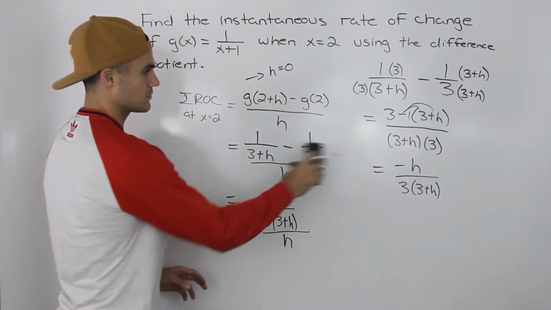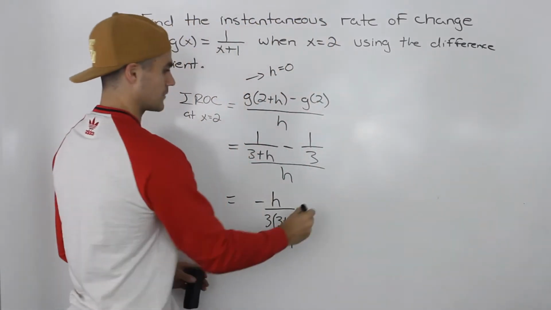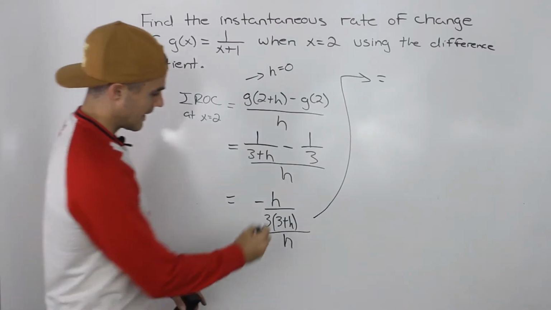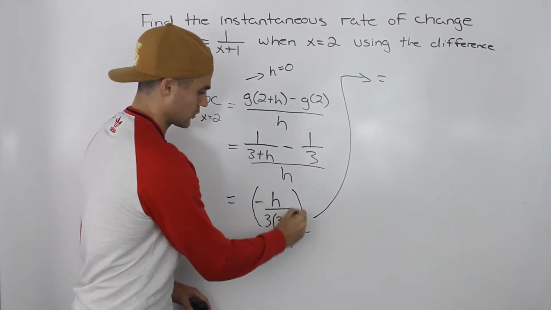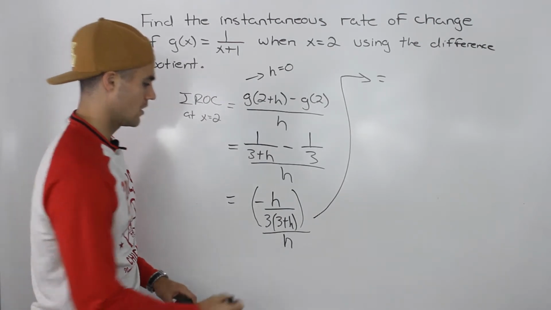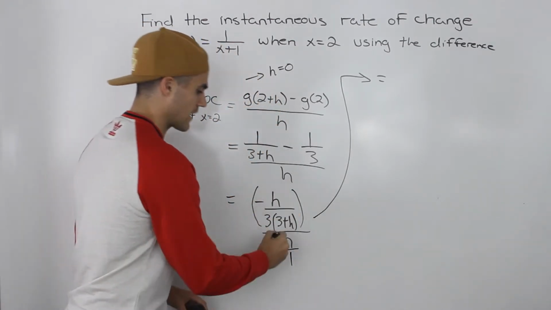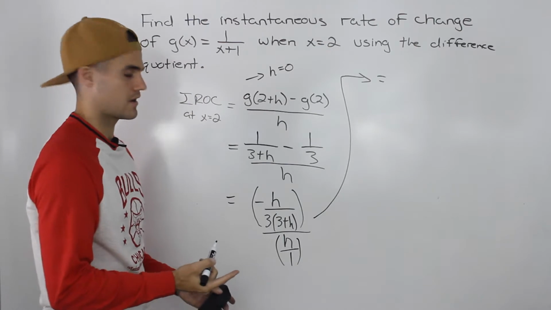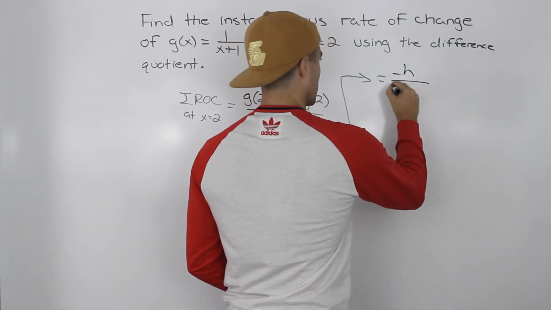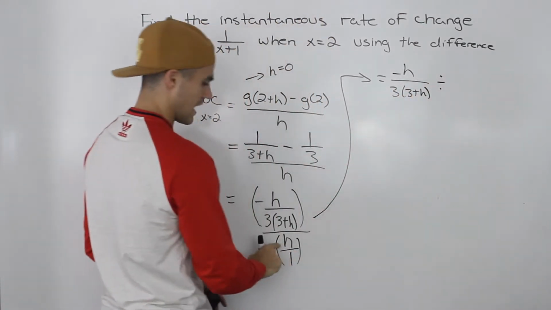All right, so I'm going to erase this here to give myself a little more room, and I'm going to continue this up here. Okay, so notice how we have a fraction in the numerator, and then we're dividing by an expression in the denominator, this h here. Well, let's put this h in the denominator over 1. So it's like we're taking one fraction and dividing it by another fraction. So let's rewrite that up here. So we have negative h over 3 bracket 3 plus h divided by h over 1.